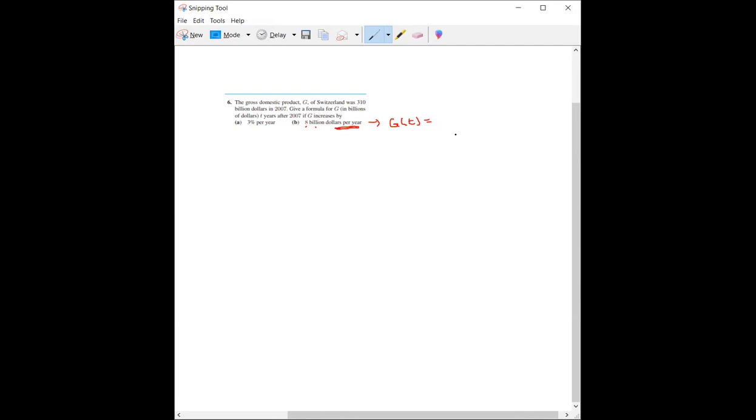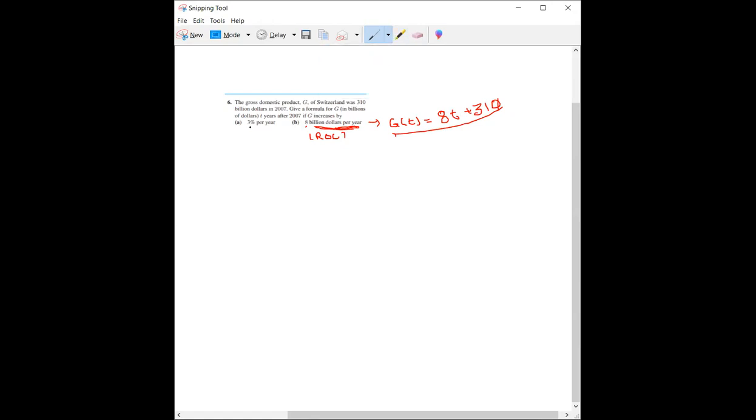So what is my slope? My slope is going to be my rate of change, given in billions of dollars per year. So my rate of change in billions of dollars per year is 8 times how many years it is, plus my y-intercept, my initial amount. 310. I don't know why it ended up like that, but there is our formula for G, T years after 2007, if it's going at a rate of $8 billion per year.